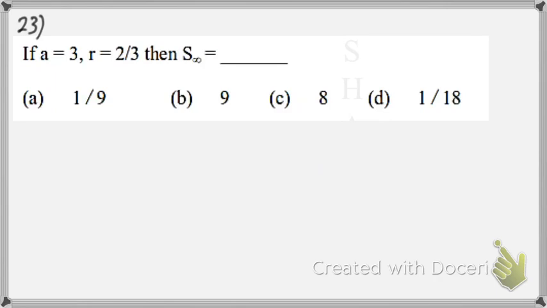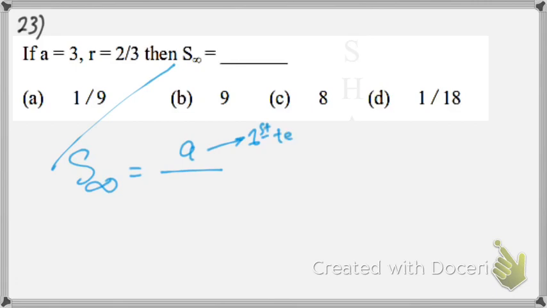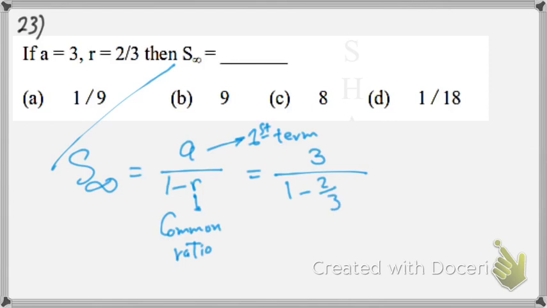Question 23. If a is equal to 3, r is equal to 2 over 3, then S infinity. S infinity for the geometric sequences is equal to a, and a here is the first term, divided by 1 minus r, and r is the common ratio. So easily you are going to plug in the values. a is equal to 3, r is equal to 2 over 3.